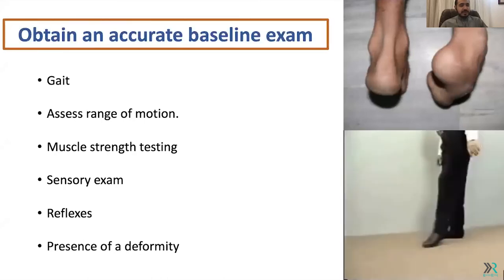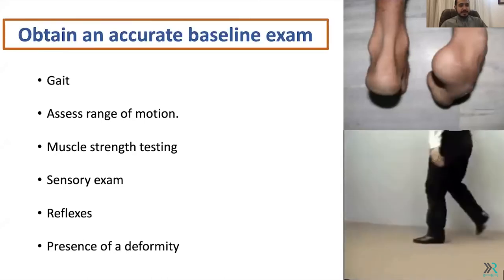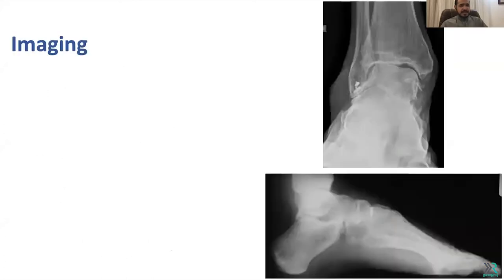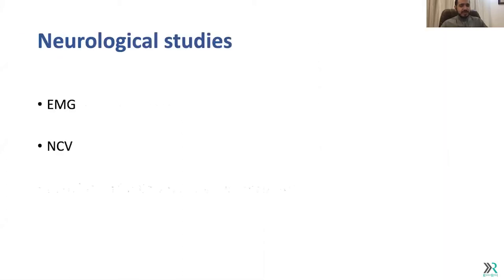And so the goal here is to obtain an accurate baseline exam. Imaging in case of foot drop, in addition to the standard imaging done for the main etiology, such as the spine, maybe the patient needs an MRI. Focusing on the foot itself, we need weight-bearing x-rays of the foot and ankle, mainly to assess the foot alignment and look for any signs of degeneration or rigid deformities.